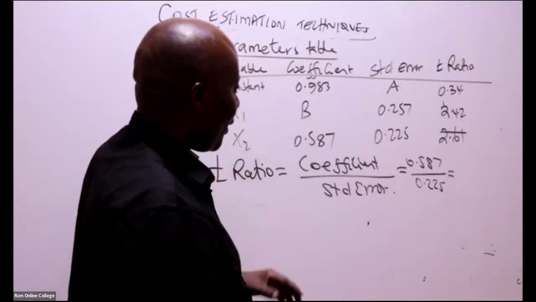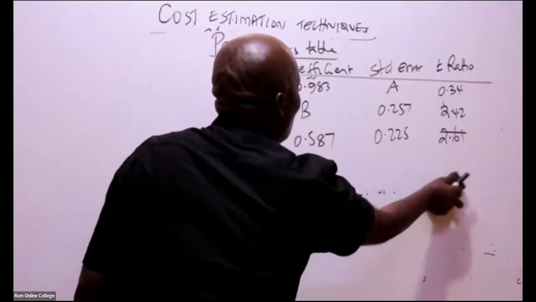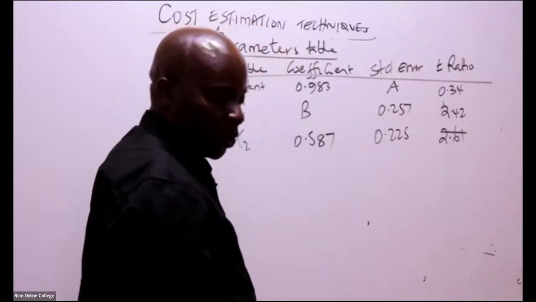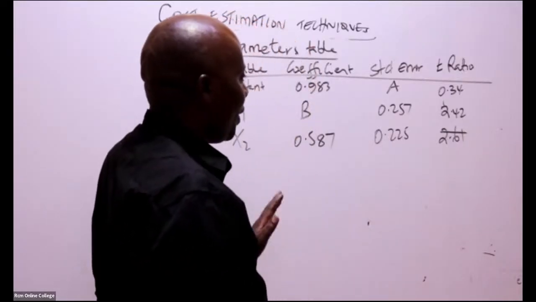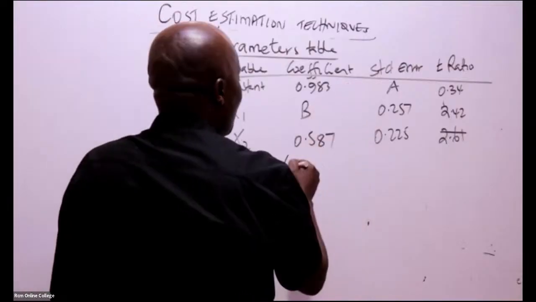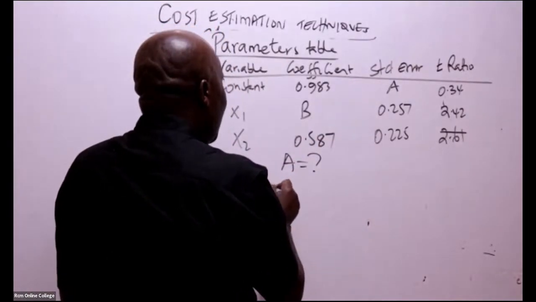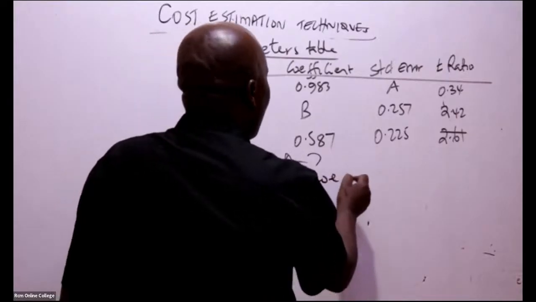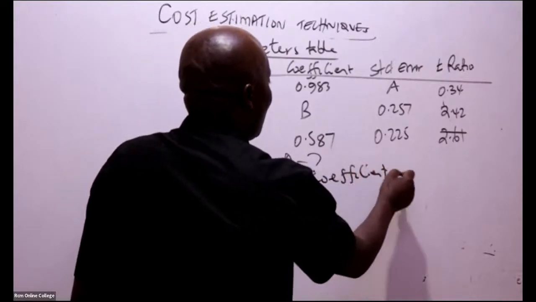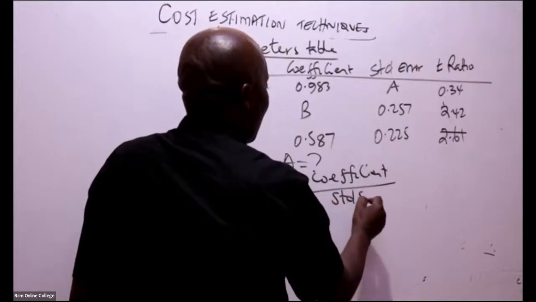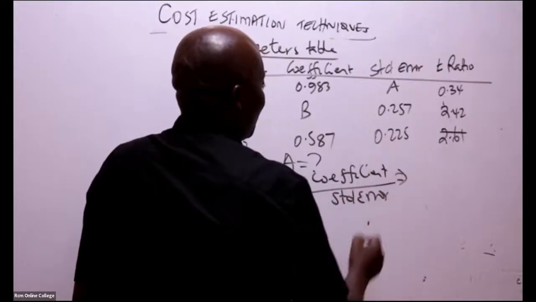So here, anytime we are solving, we shall always be forced to remember that T ratio is coefficient all over standard error. Now then, I would want us to calculate A. I've given you the formula already. We have said here where A is. So what is the value of A? That is requirement number 1. To get T ratio, you will take the coefficient all over the standard error.